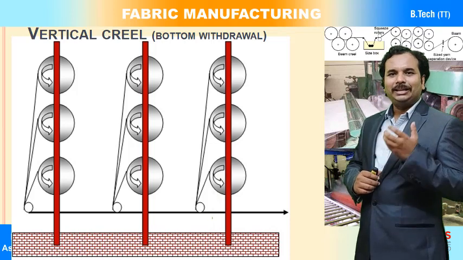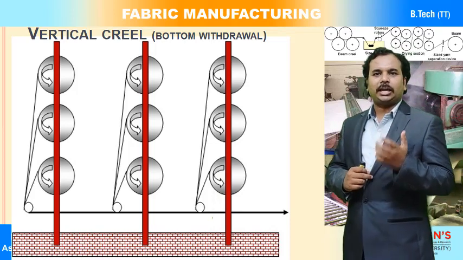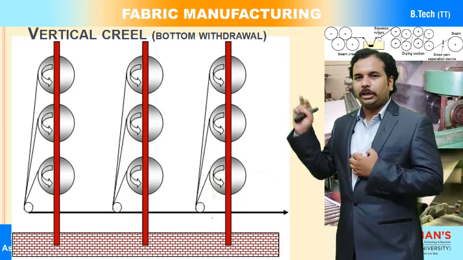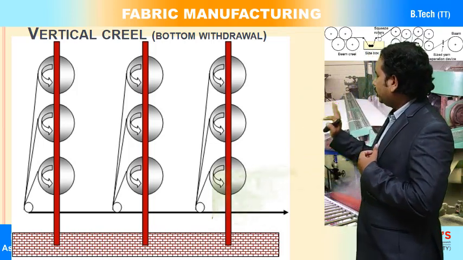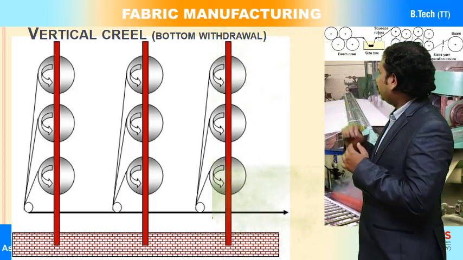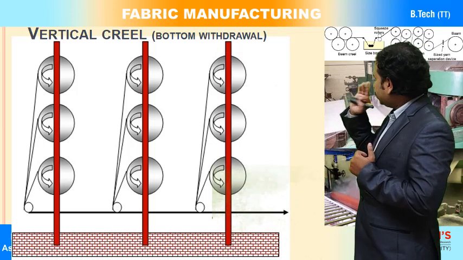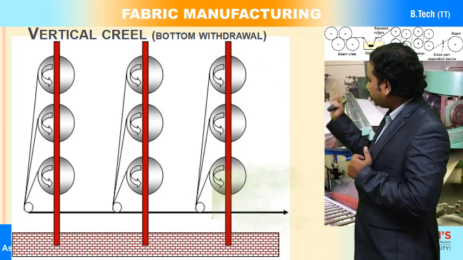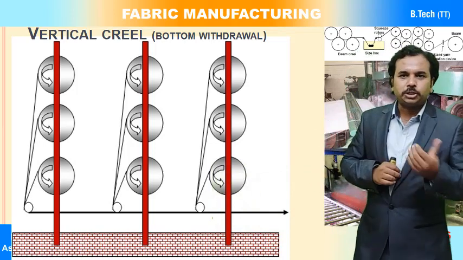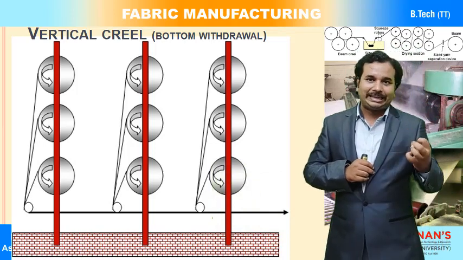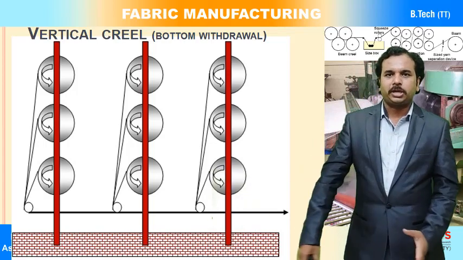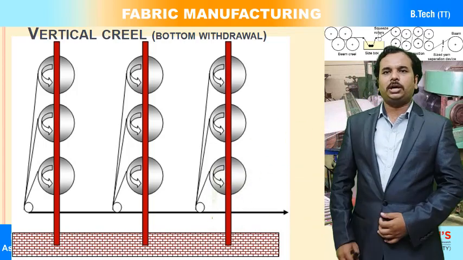One is called a bottom withdrawal and the second one is called a top withdrawal. You can see in the particular image that I have shown the bottom withdrawal of creel type, or the bottom withdrawal, which is nothing but the warp sheet being taken to the bottom side of the creel zone. That is why it is called bottom withdrawal. We are withdrawing the warp sheet from the beam to the bottom side, then it is forwarded into the sow box.